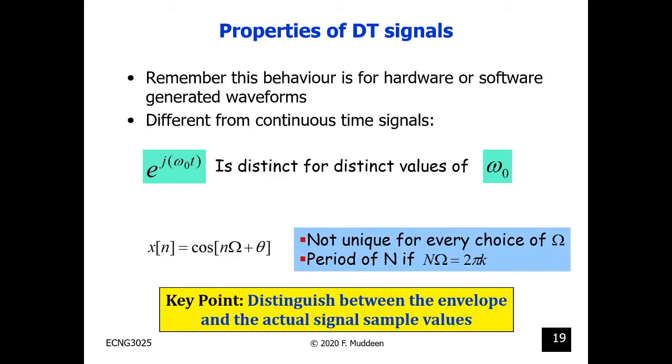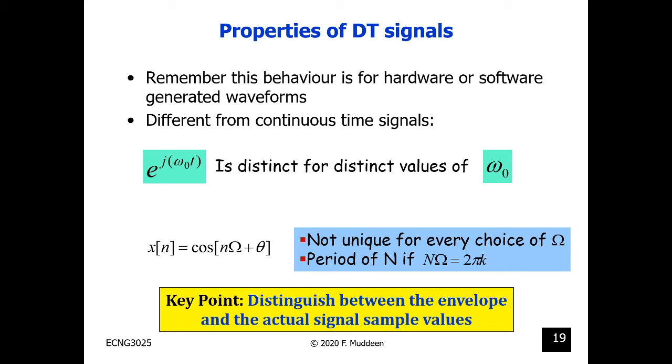So it is important to remember that this behavior that we just observed for omega naught going to omega naught plus pi and then omega naught plus pi going to omega naught plus 2 pi only works on hardware or software generated discretized time waveforms. And it's quite different from when you're using continuous time signals or if you sample the continuous time signal.